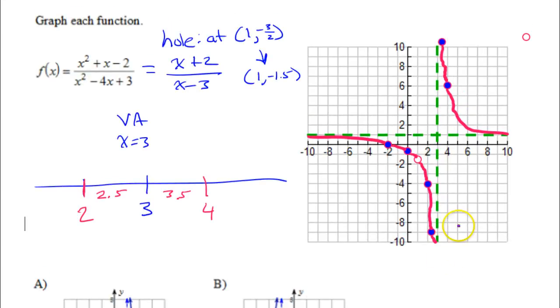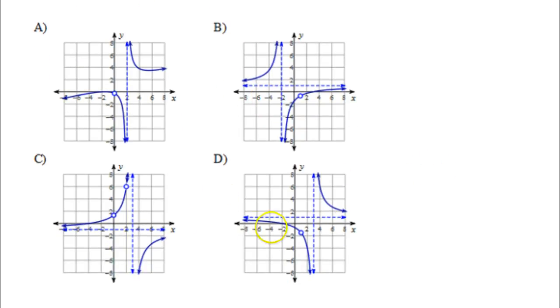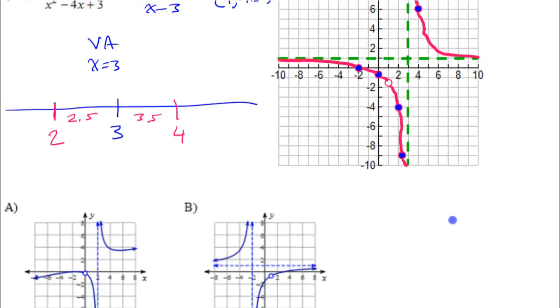Now I'm looking for a match. So I need a graph that should be in the lower left and the upper right. Okay, this is in the lower left and the upper right, but this doesn't even have a horizontal asymptote, so I know that's not going to be it. Can't be B. Alright, D is the only one that's even close, so I'm betting that D is the answer, but let's look a little more closely.